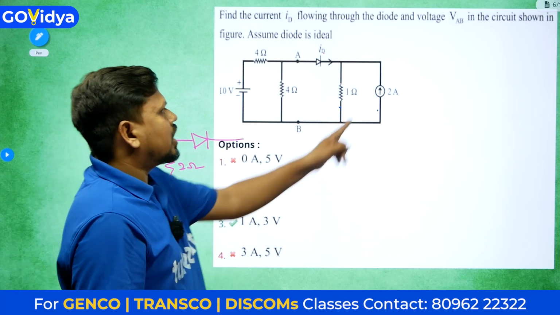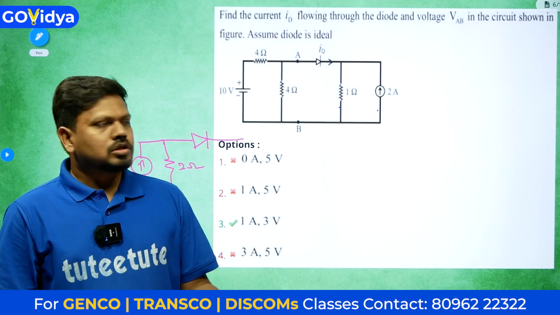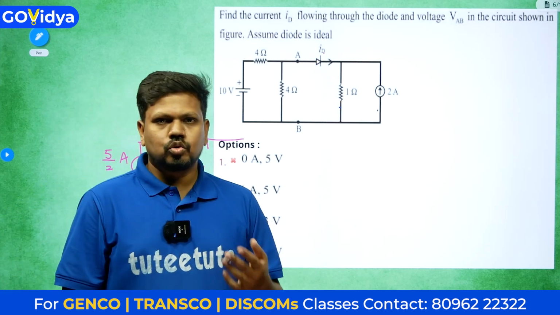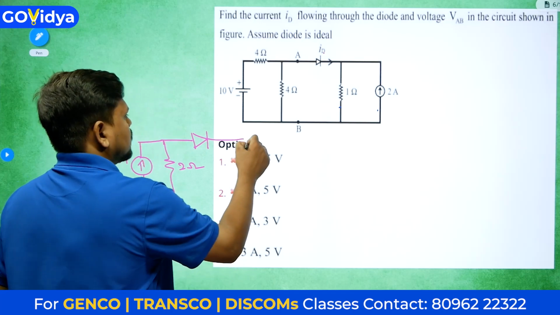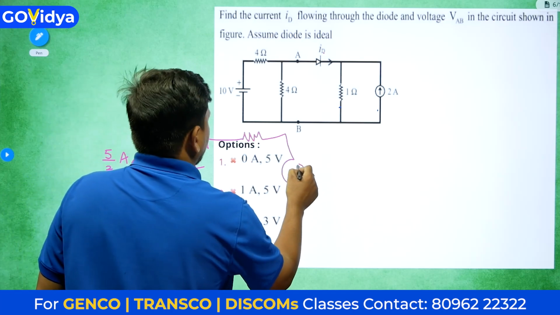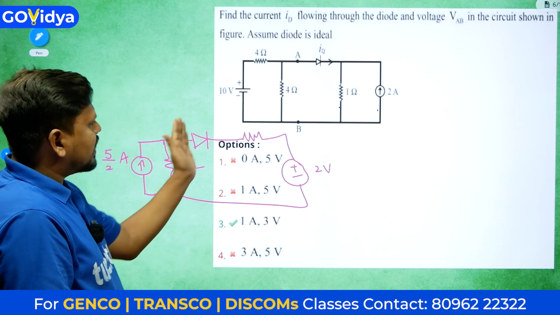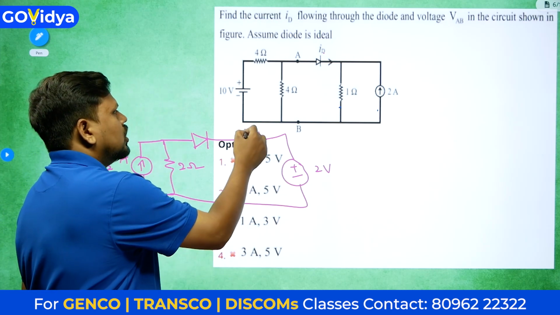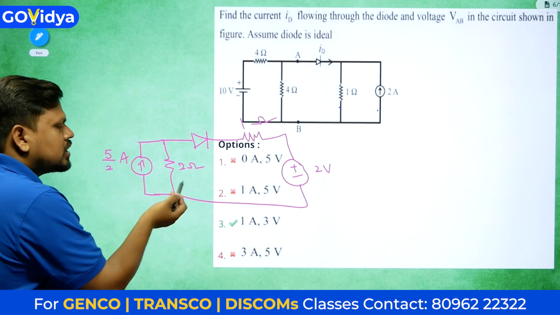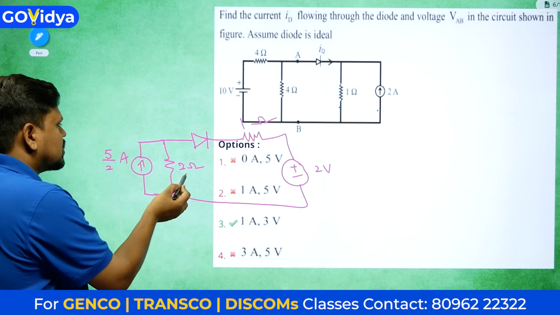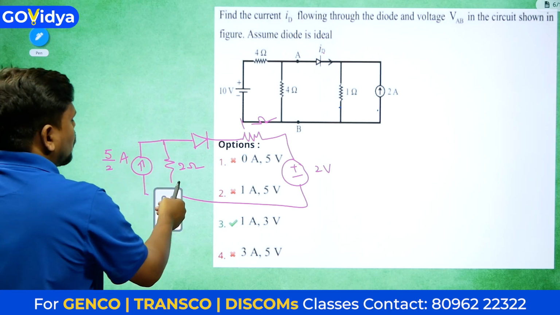Here also a current source in parallel with the resistance can be transformed as a voltage source, whose value is 2 into 1. So 2 volt in series with 1 ohm. Directly we can give, this is 2 volt and this is 1 ohm. Now this also we can change. A current source in parallel with resistance means 5 by 2 into 2, which is 5 volt in series with 2 ohms.